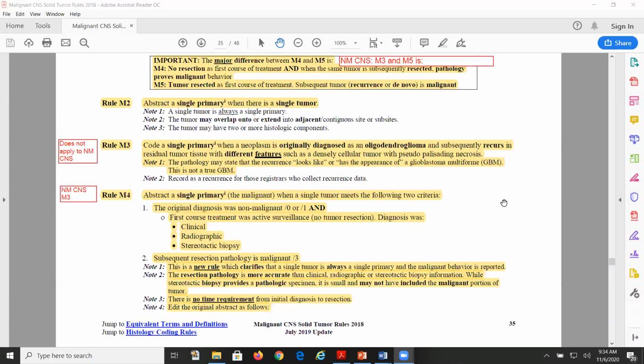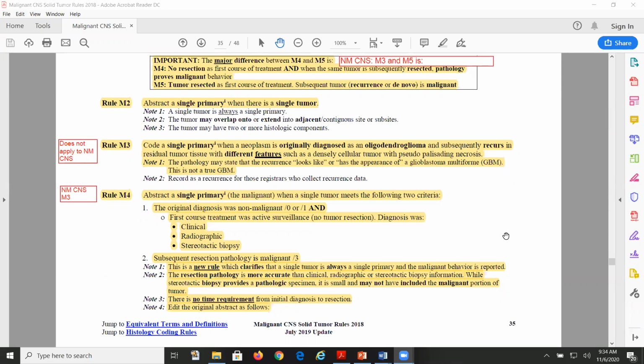M4: abstract a single primary, the malignant primary, when a single tumor meets the following criteria. The original diagnosis was non-malignant, behavior 0 or 1, and first course treatment was active surveillance. There was no tumor resection as first course treatment. The diagnosis was clinical, radiographic, or by stereotactic biopsy. And then the subsequent resection pathology is malignant.